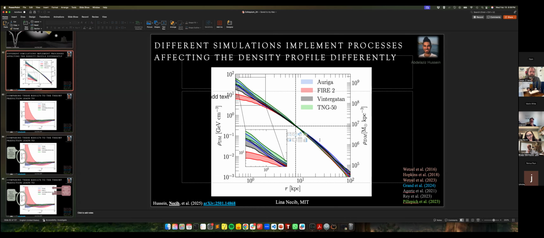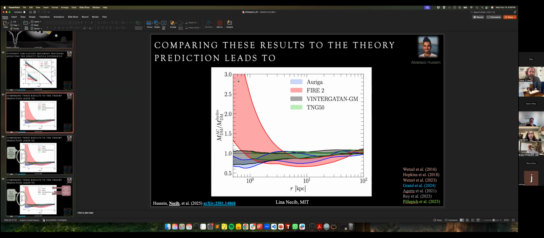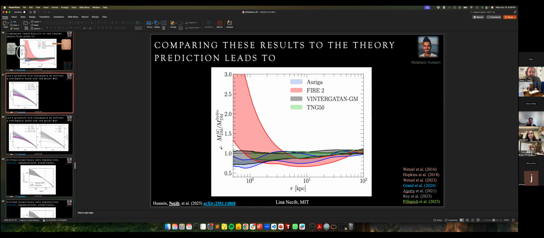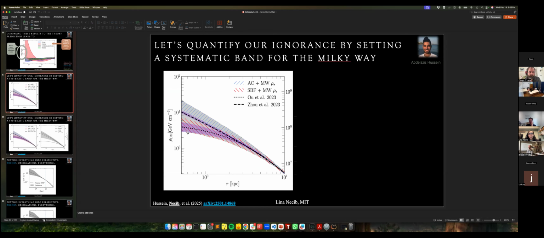Okay, thank you. Is there a specific reason why the FIRE simulation has a lower density towards the inner region? Yeah, it's because of this very strong feedback. And that's why we use that to really get the bottom of it. FIRE has, I think, the strongest feedback of any of these simulations, so we would expect the Milky Way not to be worse than that.